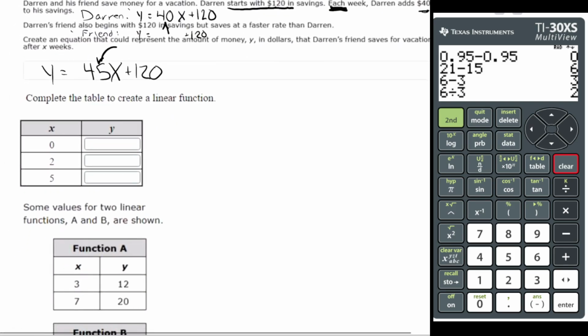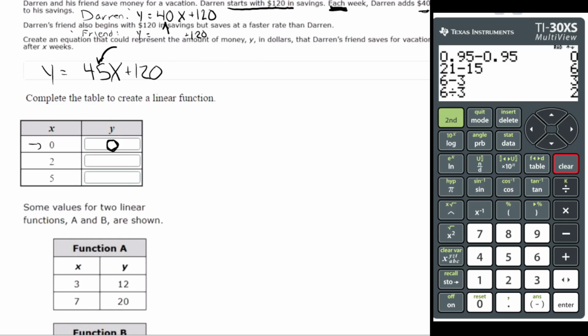Complete the table to create a linear function. Okay, so here's how I would do this. First off, we're at 0 for x, and I'm going to start us at 0. You could start your y anywhere, but like I've always said, I like working with 0. 0 is an easy number to work with.